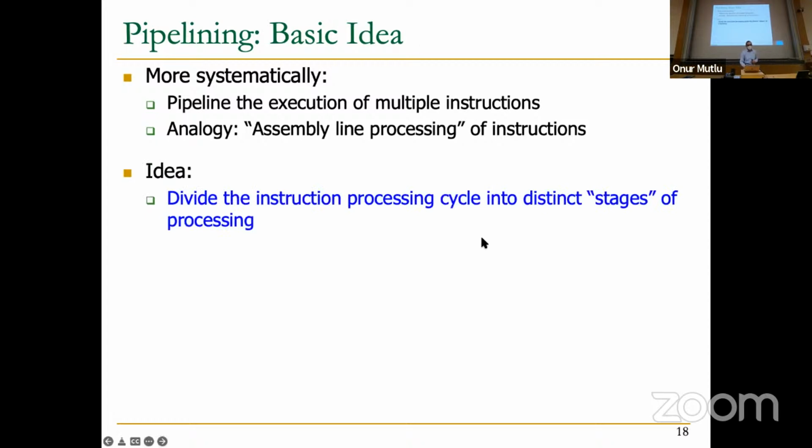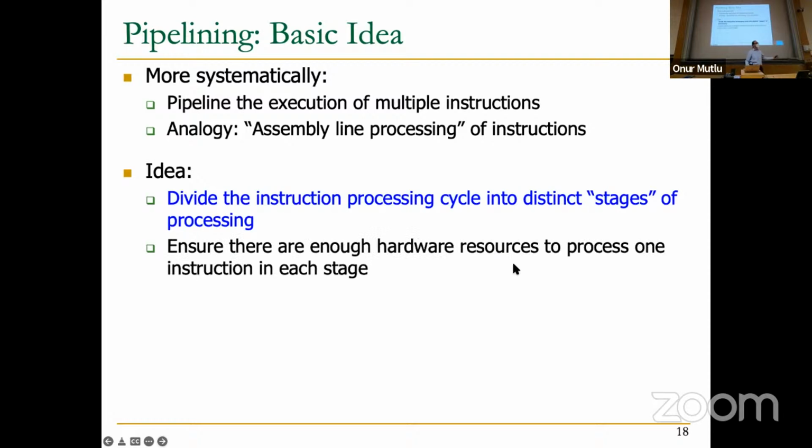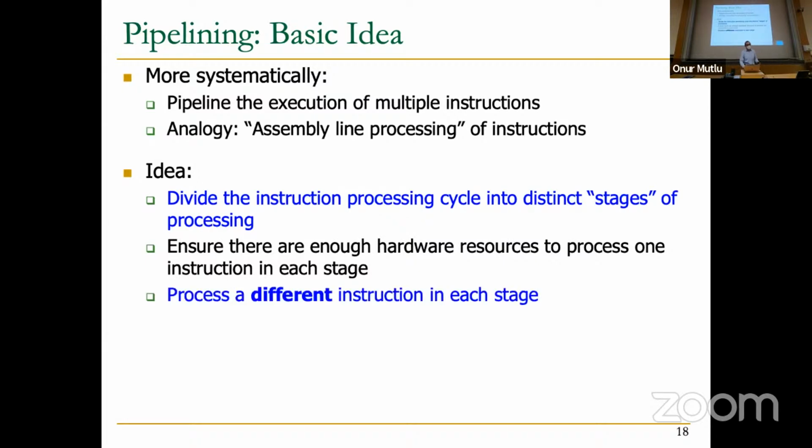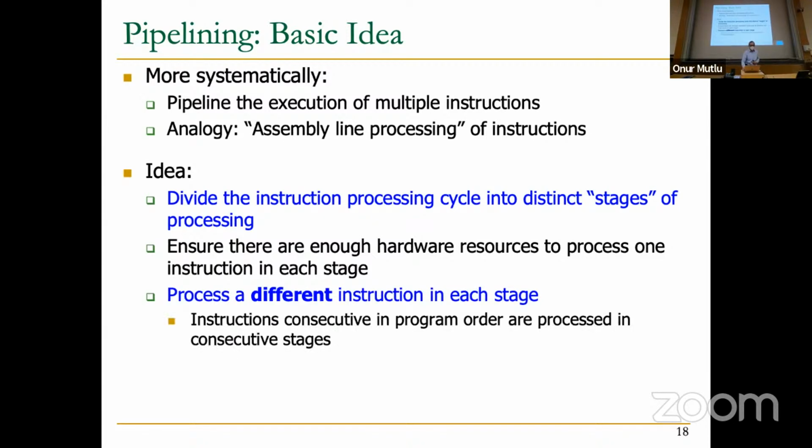Basically, we divide the instruction processing cycle into distinct stages of processing, and ensure there are enough hardware resources to process one instruction in each stage. If it's the fetch stage, we ensure that enough processing resources exist. If it's the memory access stage, we ensure that enough processing resources exist. And they don't conflict with each other in different stages, because these instructions in different stages are going to be processed concurrently. And we process a different instruction in each stage. This is important: not the same instruction, different instructions.